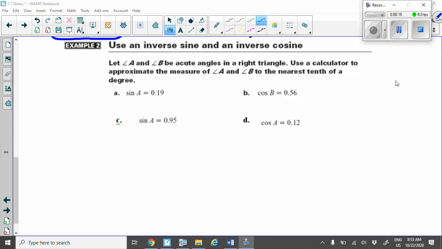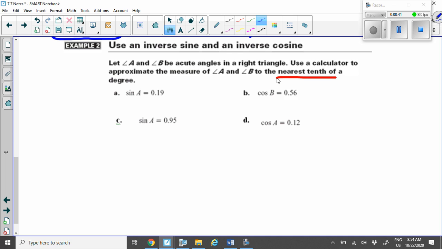So for example 2, it says let angle A and angle B be acute angles in a right triangle. Remember, acute means less than 90 degrees. We have to use a calculator to approximate the measures of angle A and angle B to the nearest tenth of a degree. So be careful, make sure you notice where you're having to round to, okay? Okay, so let's go ahead and get started.